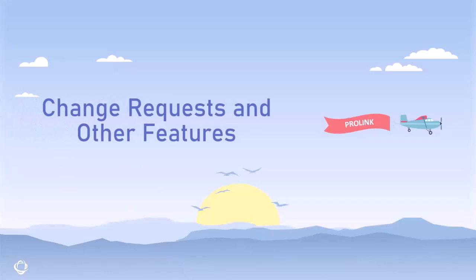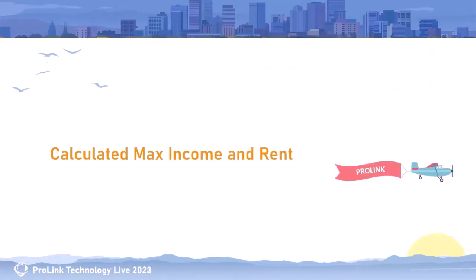In addition to user group and regulatory changes, ProLink has made many other changes over the year. Some of these were requested by specific agencies, and some are company initiatives that we at ProLink think will enhance the product and your user experience. We'll first look at the calculated max income and rent limit information added to the user interface and the report.